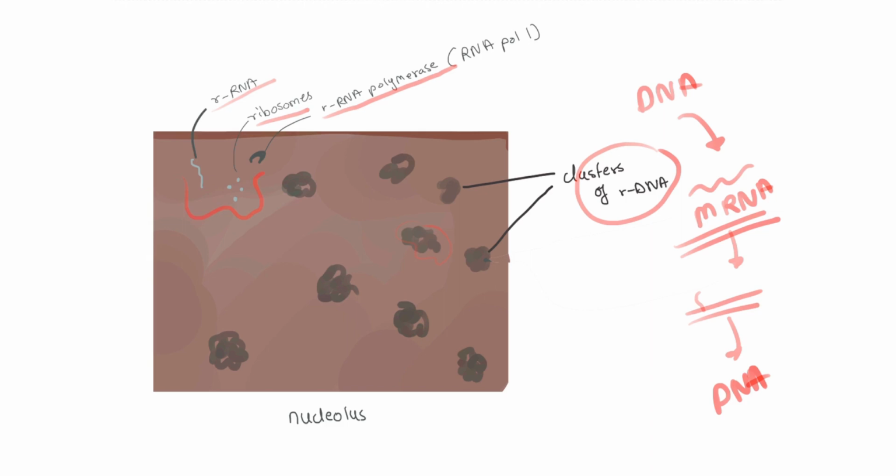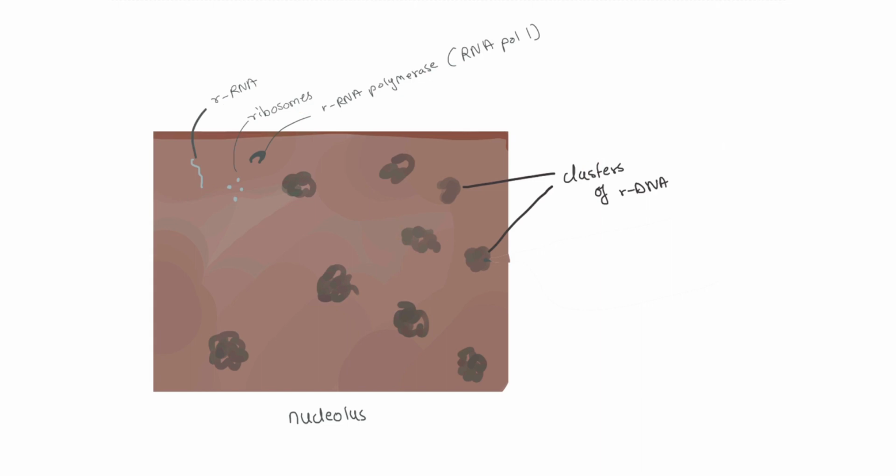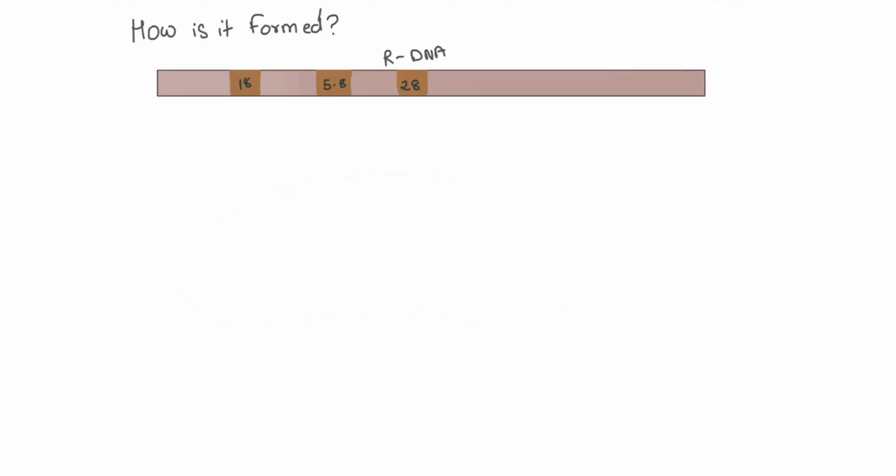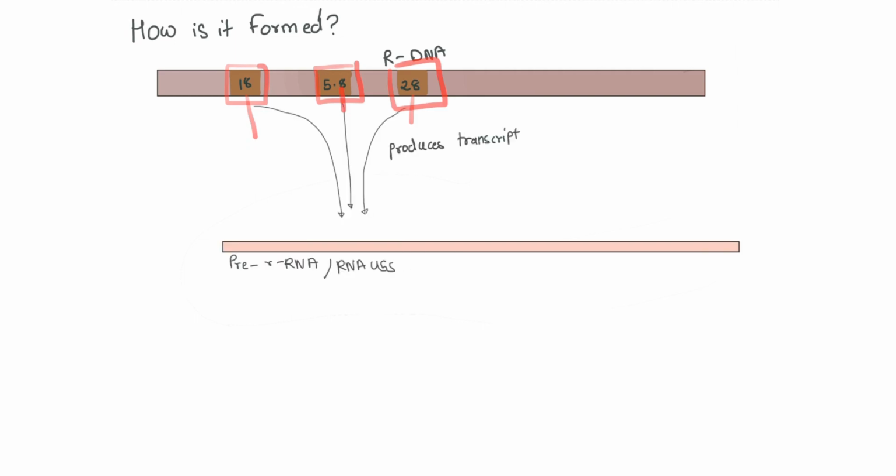Now let us look at the mechanism. How does this happen? So that is the rDNA gene. And rDNA has three components, three units that act as genes that give rise to the transcript. So we have the 18S, the 5.8S, and then the 28S. And all of them together give rise to the pre-rRNA or the RNA transcript. This is also known as the 45S RNA.